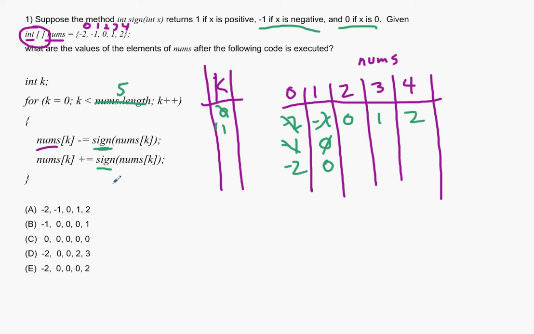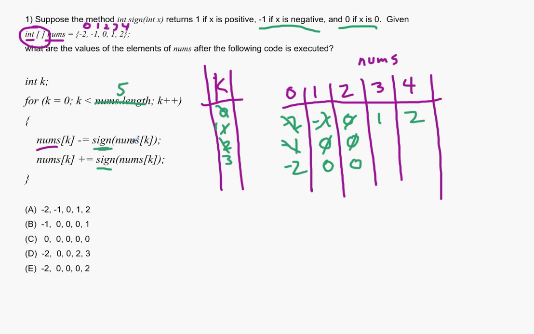I'm going to go a little faster now. So in my for loop, k is going to become a 2. Looks like I'm going to do all my work on this area of my table. This is 0. This is a 2, but num sub 2 is 0. The sine of 0 is going to send back a 0, so 0 minus 0 is going to be 0. And then the same exact thing here, but a plus sign. 0 plus 0 is going to be 0. And k equals 3.